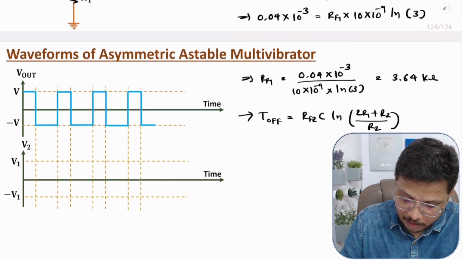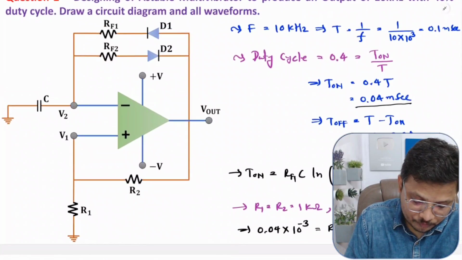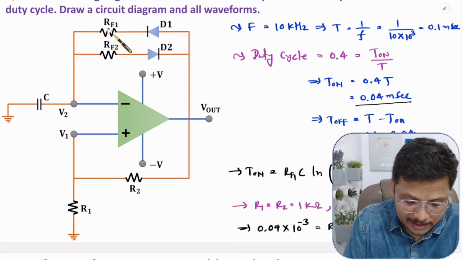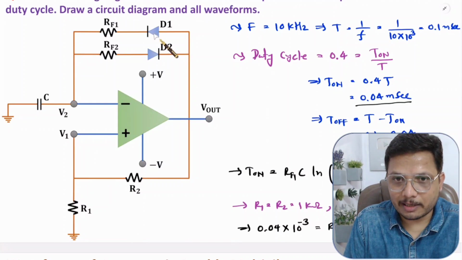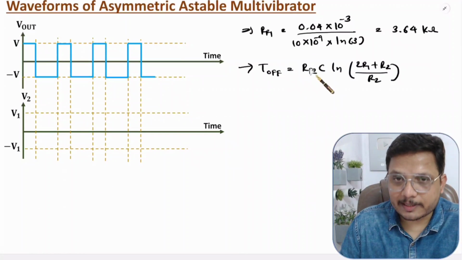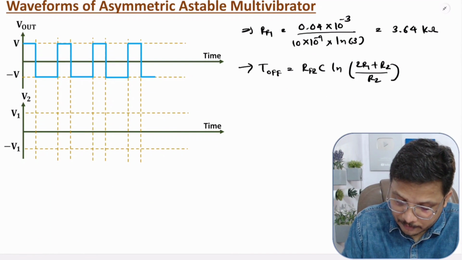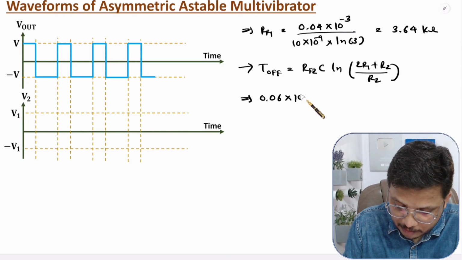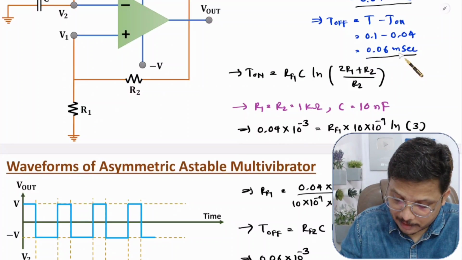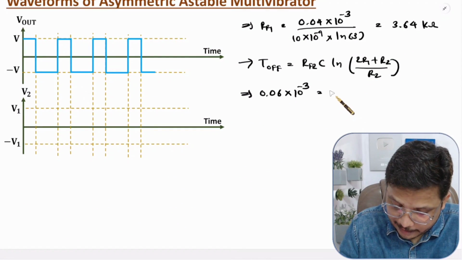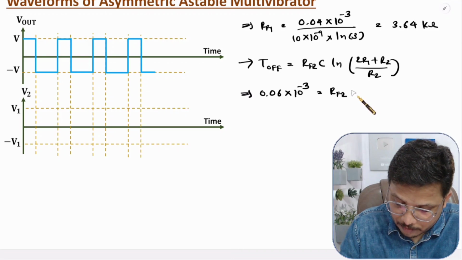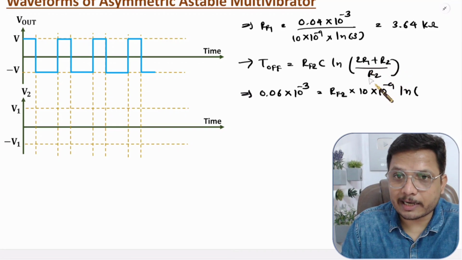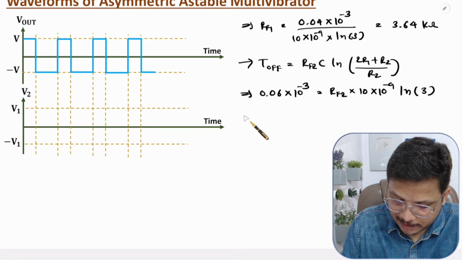See, during the T off time period, Rf2 is getting activated because D2 is on. And during the T on time period, Rf1 is getting activated due to D1 being on, right? So that is how the equations are there. Now we need to substitute all the values. So what is T off? T off is 0.06 milli, meaning 10 to the power minus 3, that we have calculated. And Rf2 we need to find, and the value of C that we have assumed is 10 nano, into ln of R1 and R2, that is 1 kilo. So ln of 3. Now just solve this.